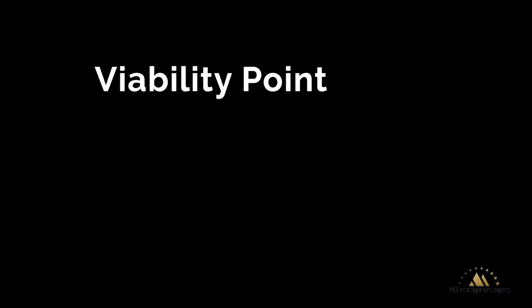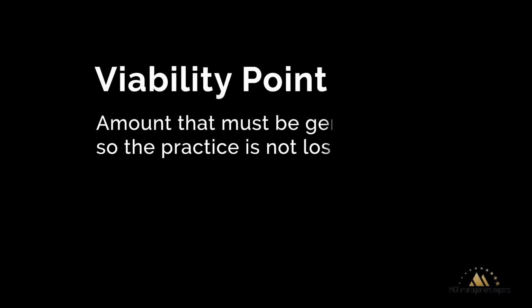Now, before you agreed to this pay plan, you did some math, and you worked out what we call your associate's or your prospective associate's viability point. Your associate's viability point is the amount this person has to generate so that the practice is not losing money. If they generate under it, you're losing money and you're overpaying. If they're generating over it, it's working out well. So how do you determine your associate's viability point? Well, it's actually very simple.